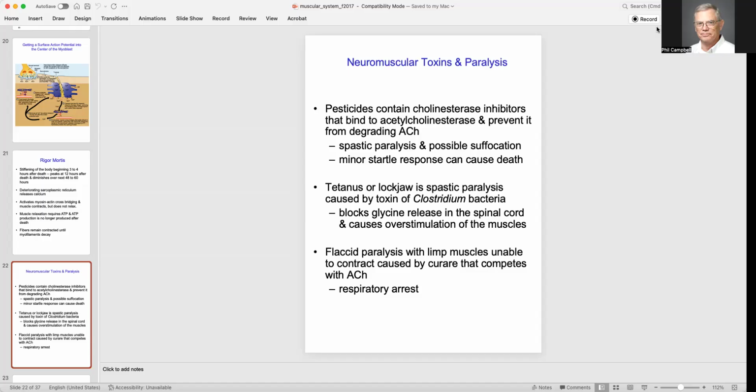In either case, whether you are in constant contraction and can't relax or constant relaxation and can't contract, you still die due to suffocation because you can't have gas exchange. All right?